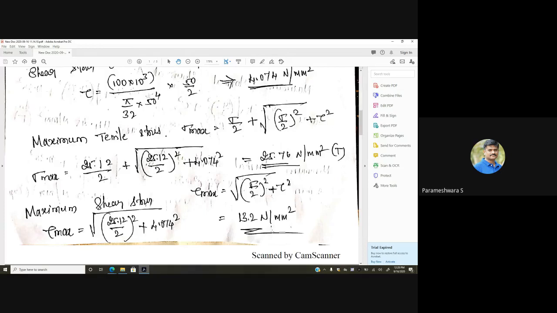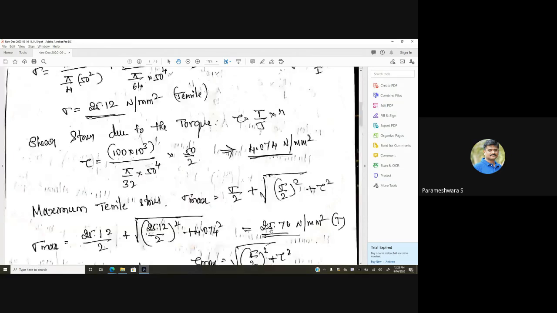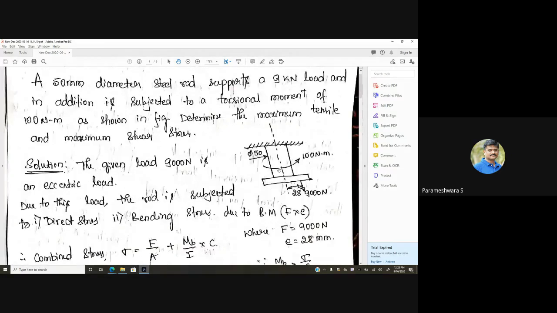So after substituting all these values, we'll get the maximum shear stress. Very simple. The only thing is you have to analyze the problem and apply your mind. Just compare this problem with the previous problem so that you are able to differentiate the problems, apply your mind accordingly and solve the problem. That's it.